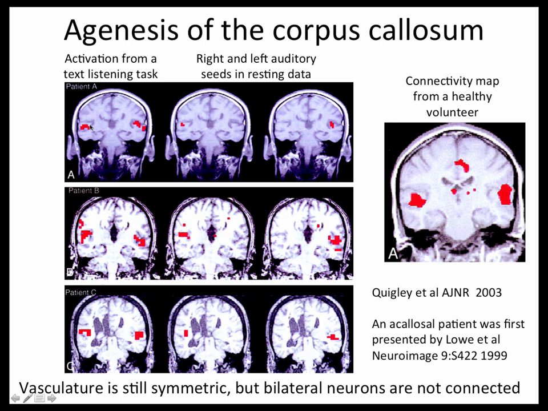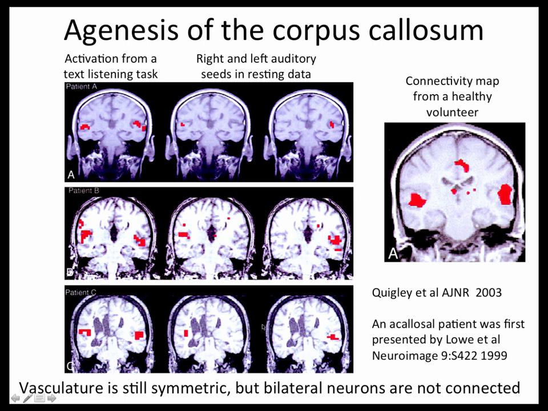When they do an active listening task, task on, task off, task on, both auditory cortices are functioning as normal in these three patients. So both ears work, both auditory cortices work. But if they seed on one side, it doesn't fluctuate with the other, and if they seed on the other side, it doesn't fluctuate with the first.